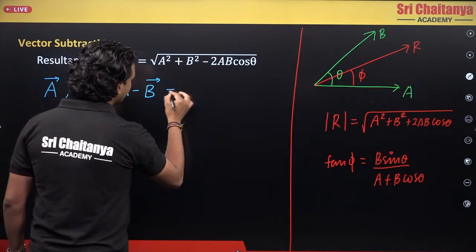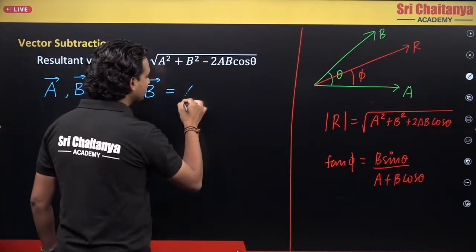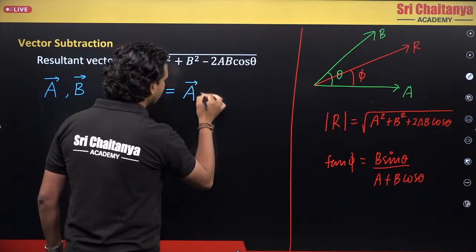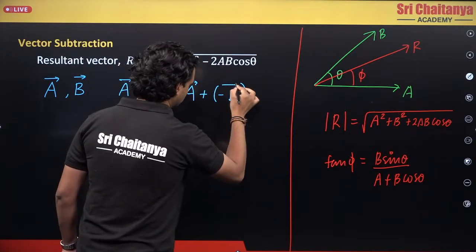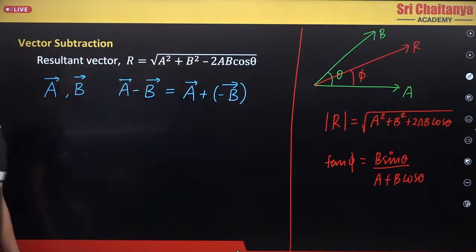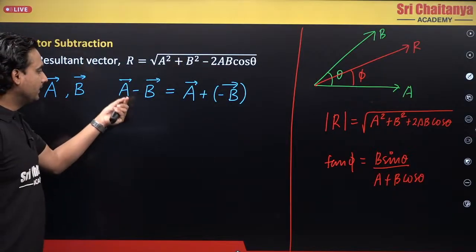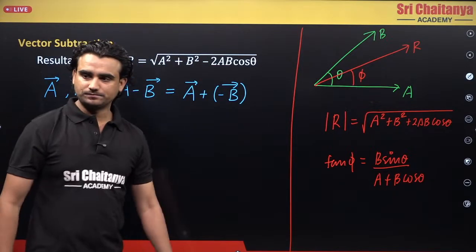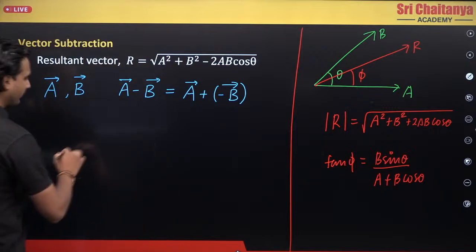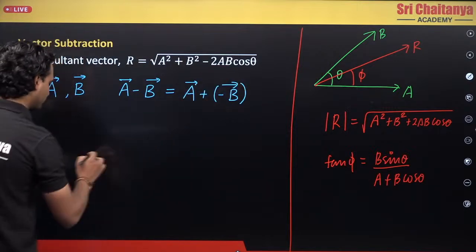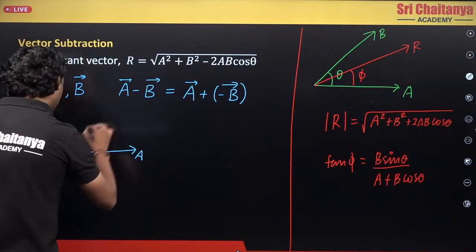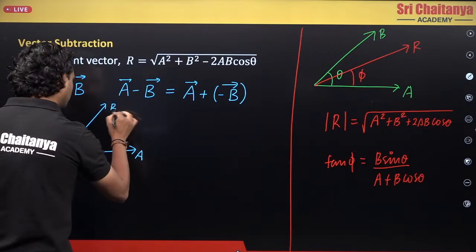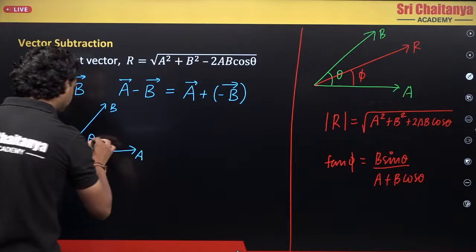Or in other words, what can I say? What is this A minus B? I can say this is the addition of vector A and minus B vector. Can I say this also, that it is vector A plus of minus B? Clear. So let's write vector A first of all. I'll take the same example. I have vector A here, and I have vector B here, and theta is the angle between them.